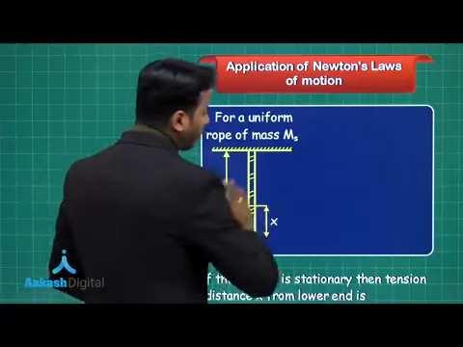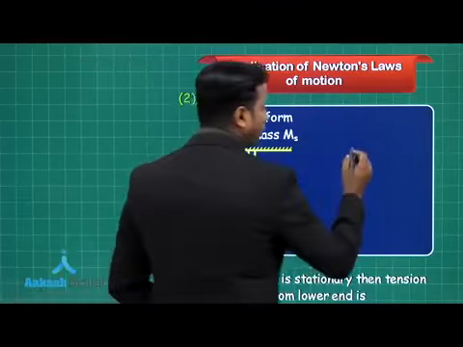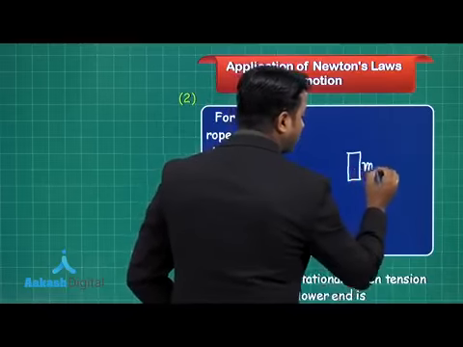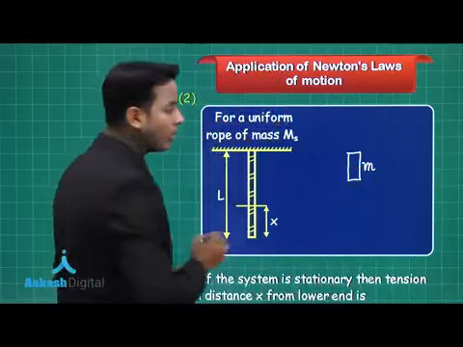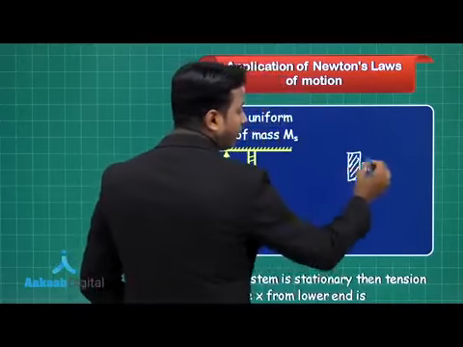Now let's suppose the total mass is ms. If I draw the free body diagram of this section of the rope, let's suppose the mass of this section is small m. So the mass of the small m is taken.